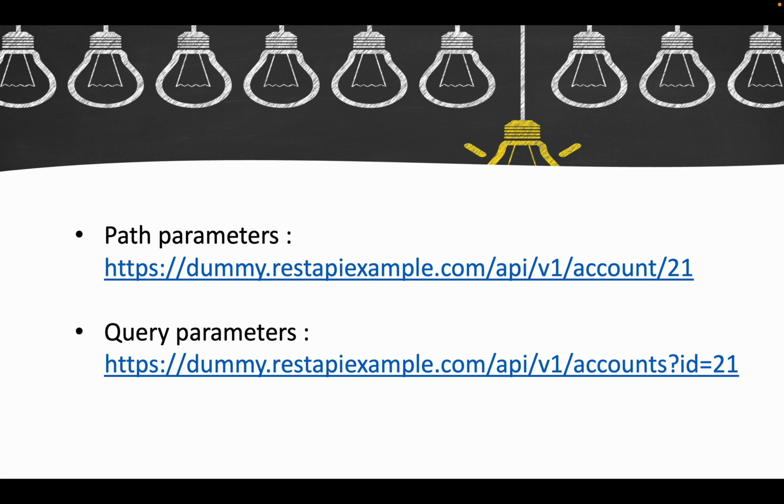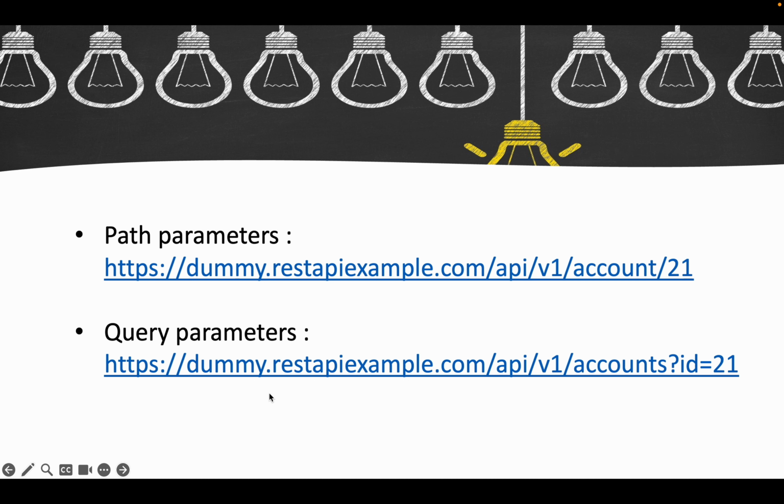Next, we have path parameters. Path parameters are included in the URL itself. For example, you are trying to fetch a record. In this example, 21 is basically a path parameter, and this 21 may be the ID of the user. So this API is basically calling to get the record of the user who has 21 as his user ID.